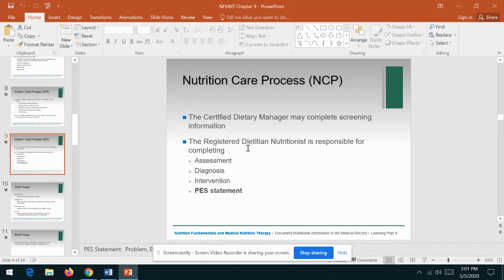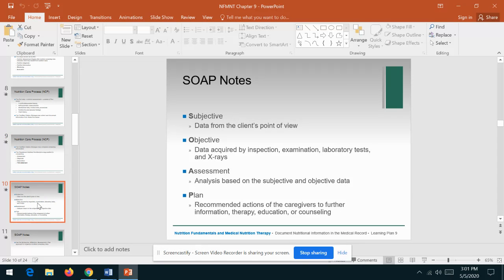So the certified dietary manager and the dietetic technician, registered, can complete the screening information. And then if the resident or patient is not at extremely high nutritional risk, then that individual can also complete the assessment. But for a patient who is at high nutritional risk, for instance someone in the ICU, a burn patient, or somebody on tube feedings or getting fed through their vein, the registered dietitian will be contacted and they will complete the assessment.